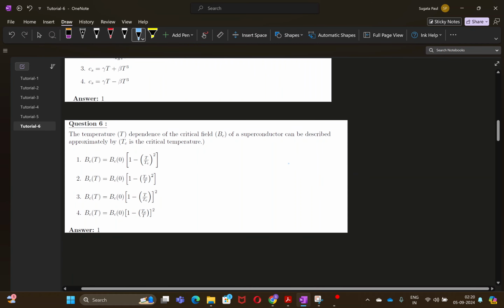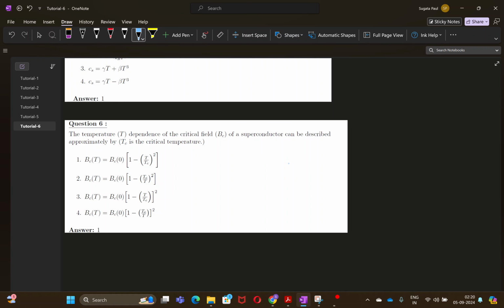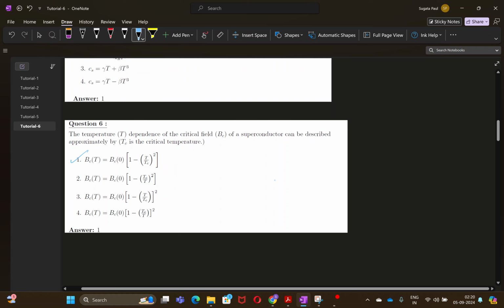Then question number 6 is that the temperature dependence of the critical field of a superconductor can be described approximately by which of the relations. Then again it is very commonly known from the lecture materials itself. So the option will be obviously BC T equal to BC 0 into 1 minus T by TC whole square.